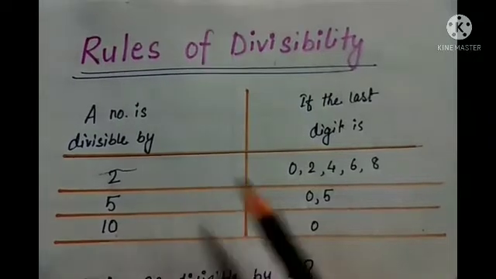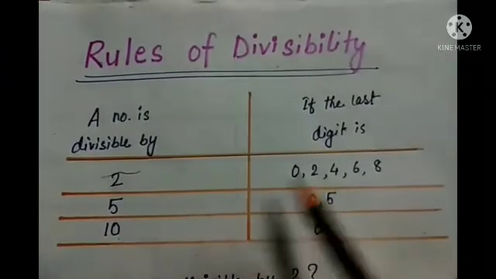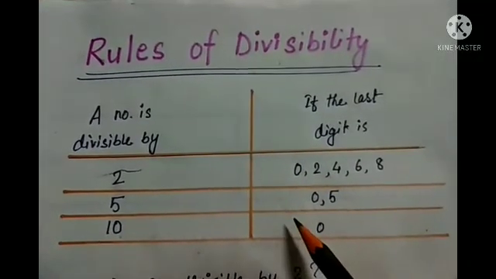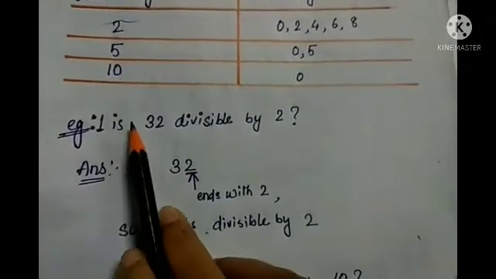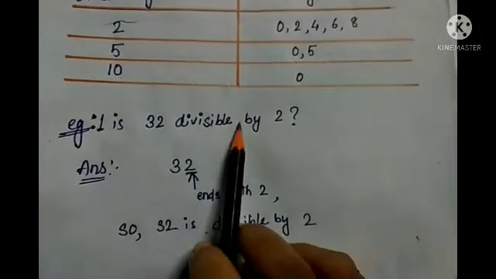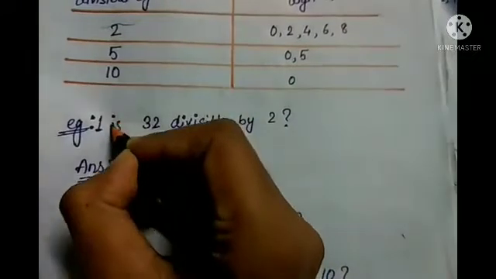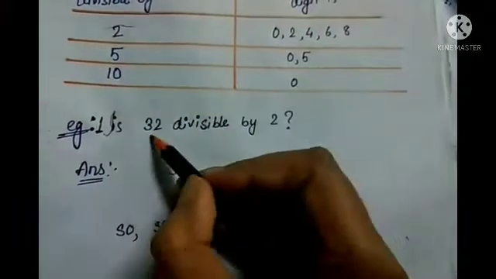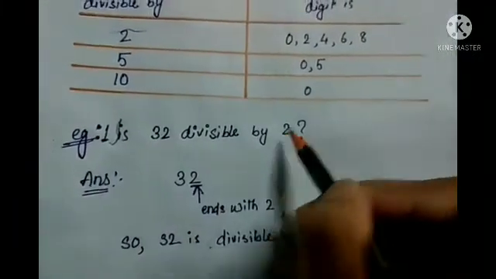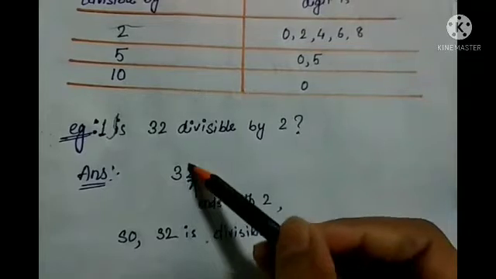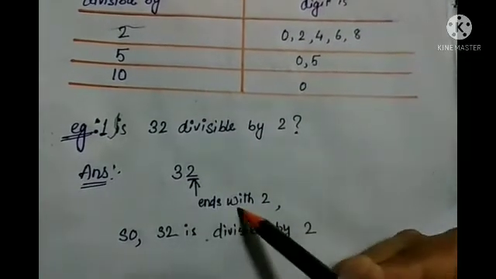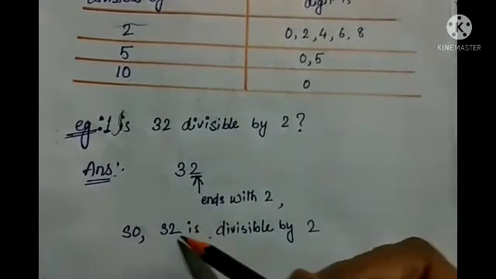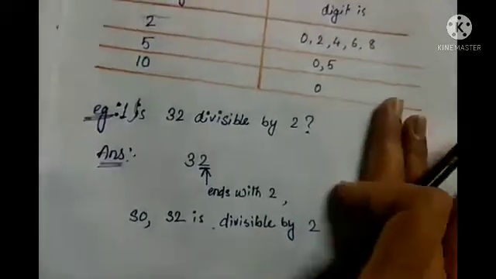Okay, so for your better understanding, by applying this divisibility rule, let's solve some examples. First of all, I have this example 1. Is 32 divisible by 2? So here it is given 32 and we check divisibility by 2. Now you see 32 and the last digit is what? 2. So this number ends with 2. So 32 is divisible by 2.